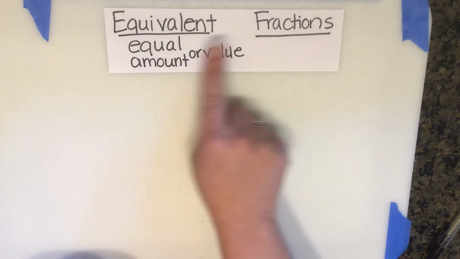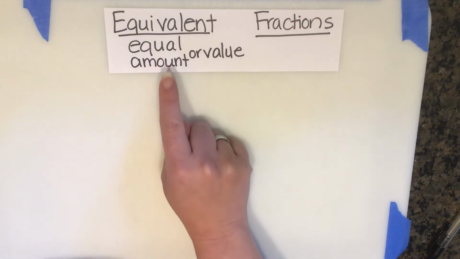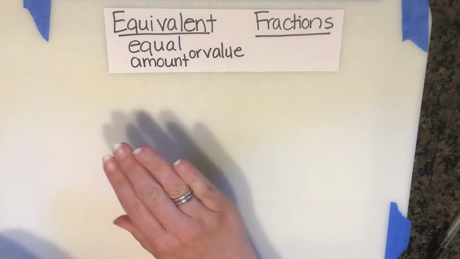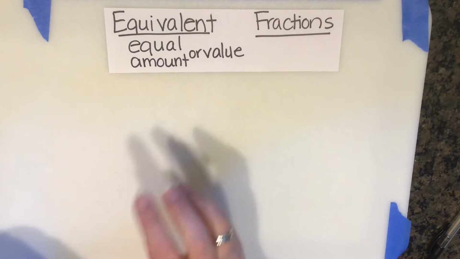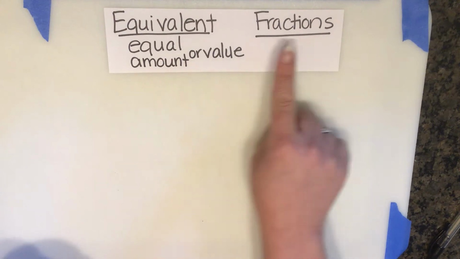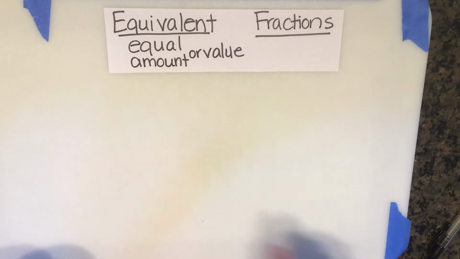So, equivalent fractions. Equivalent means equal amounts, or it has the same value. It doesn't mean the same numbers. It means that the value is equal, the same amounts. And we're talking about fractions because it's what we've been talking about.